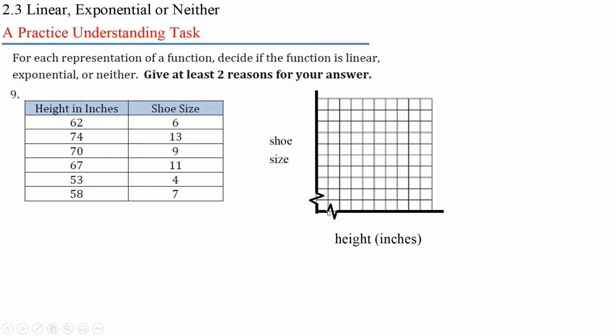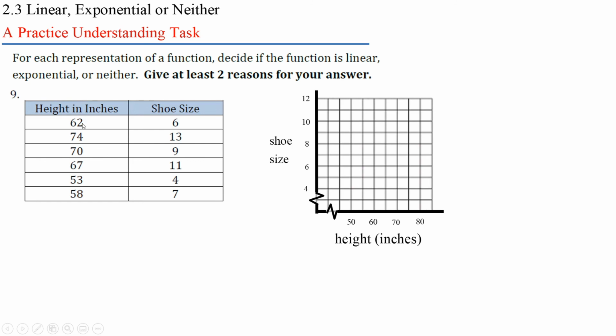And now I skip some numbers. What? My lowest height is 53, so I probably started with a 50 out here somewhere. So let's see. Yep, 50, 60, 70, and 80. And now my shoe size. Well, my smallest shoe size is a 4, so I probably put a 4 in here somewhere. Let's find out. Yep. And now I can carefully plot my data.